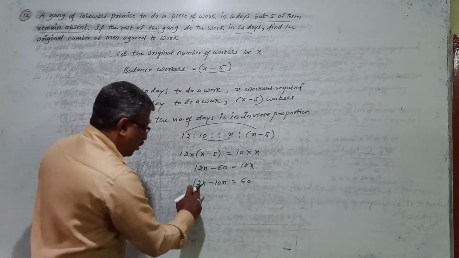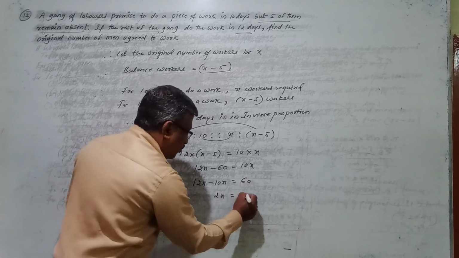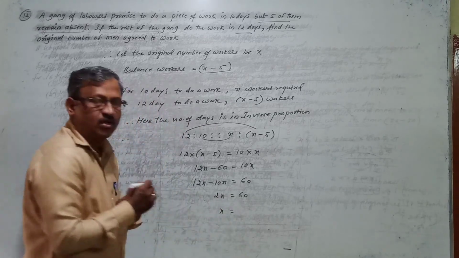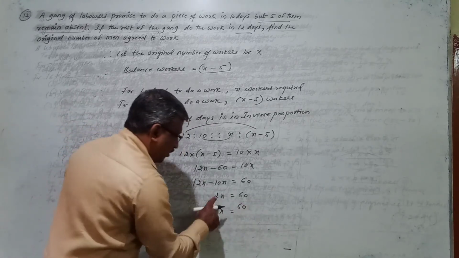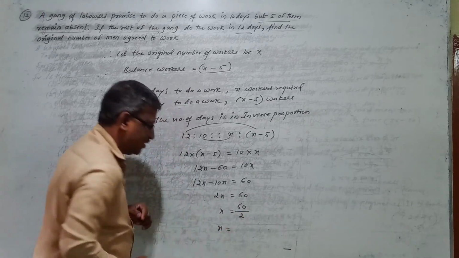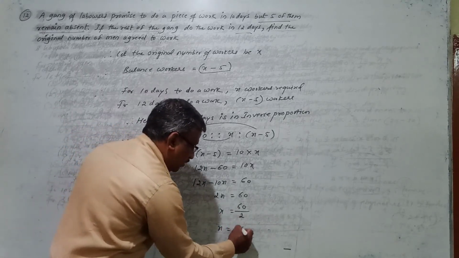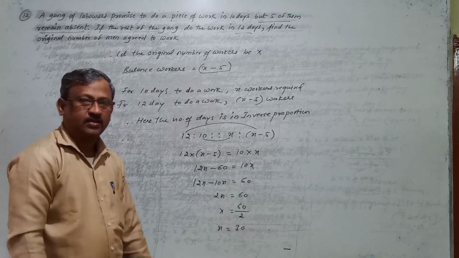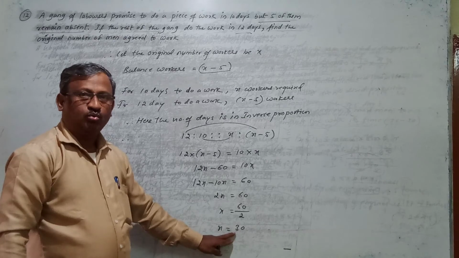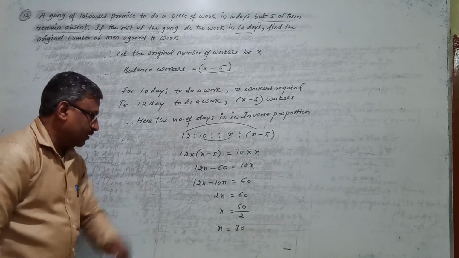From 12x you minus 10x, so remains 2x. So 2x is equal to 60. I want the x value, so straight away you bring x outside. So x is equal to 60, transfer 2 to that side, multiplication becomes division. X is equal to 60 divided by 2, which is 30. Means originally how many laborers had promised to do that work? It is 30.